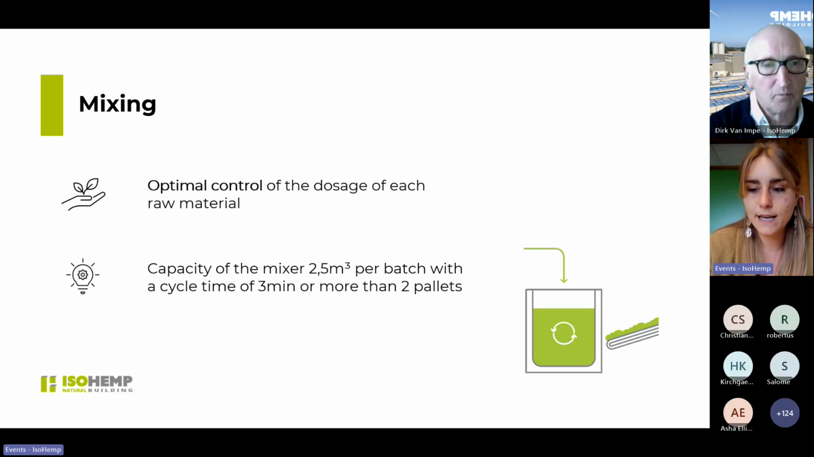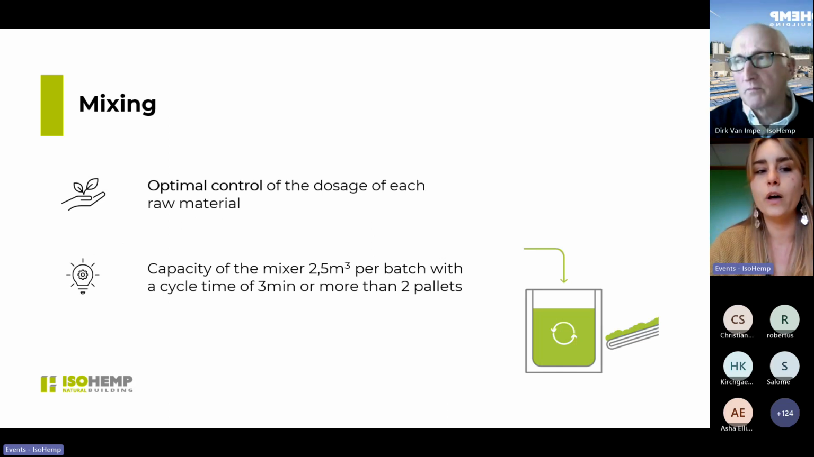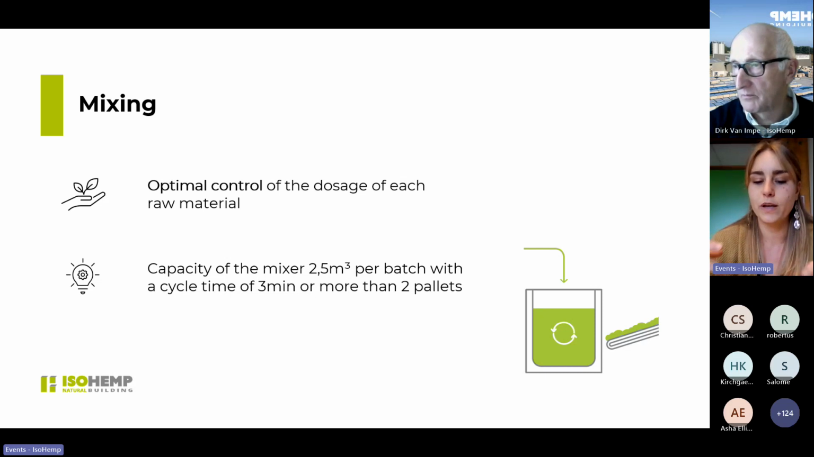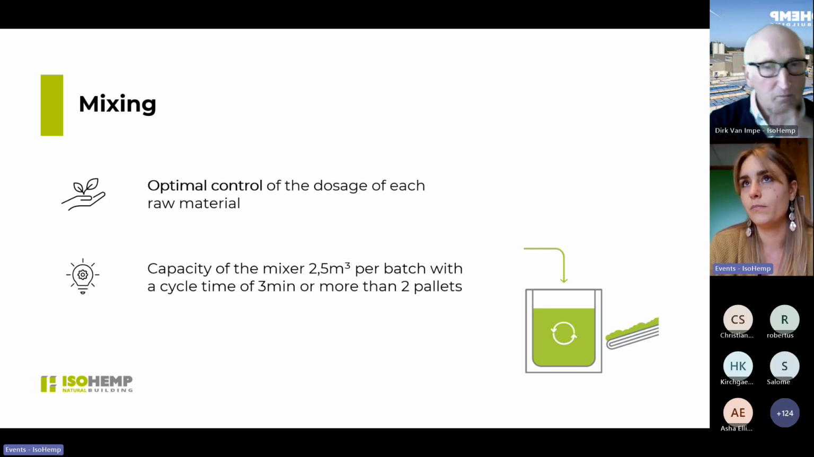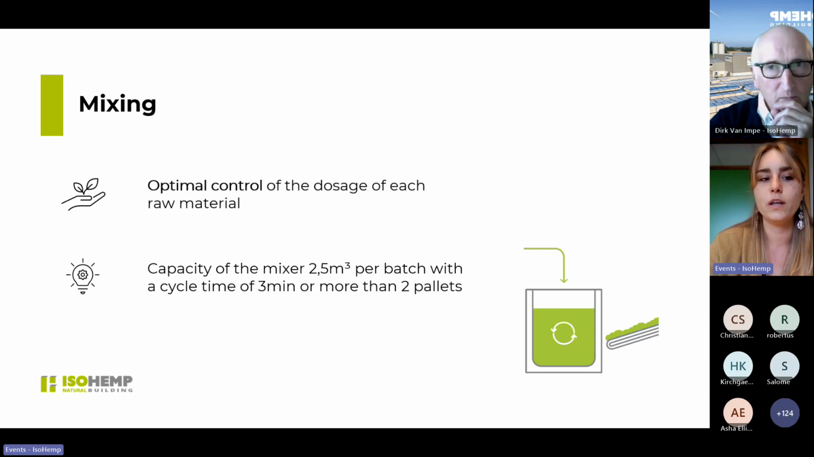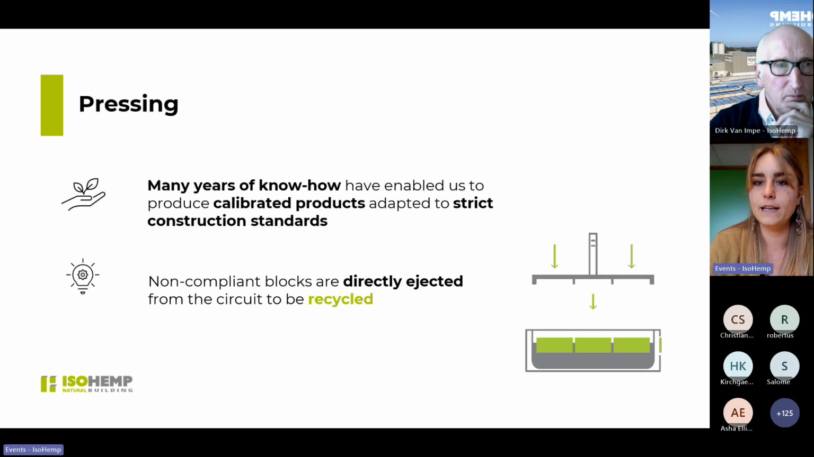So the first step is the mixing. We put all 3 elements together with a specific quantity, and we have an optimal control of the dosage of each raw material, and this is very important. We have a mixer capacity of 2.5 cubic meters per batch, with a cycle time of 3 minutes, or more than 2 pallets. So 3 minutes, and then it needs to go directly to the press, where there is a control done.